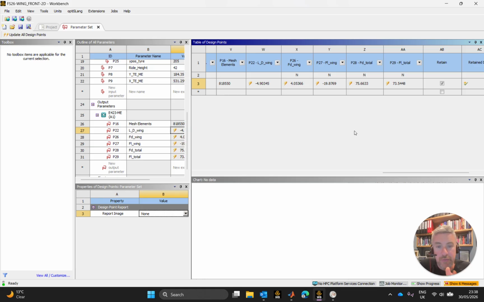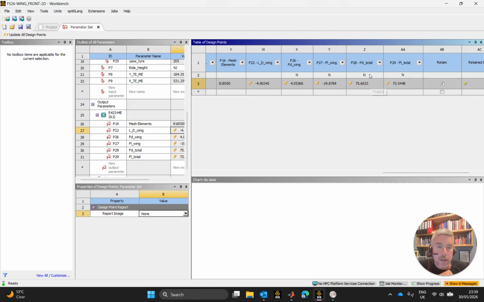L over D minus 4.905, the drag force 4.0536, which is in the direction of the flow, which is fine. I'm generating downforce on that of minus 19.78 newtons, or minus 19.87 newtons. All right, I suppose for that angle of attack. I'm getting lift, I'm getting positive lift. Obviously, there's an awful lot happening there at that wheel, which is just rising everything up. And then my drag here is obviously much bigger because of a massive drag element of the wheel.